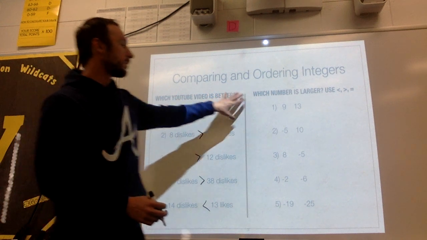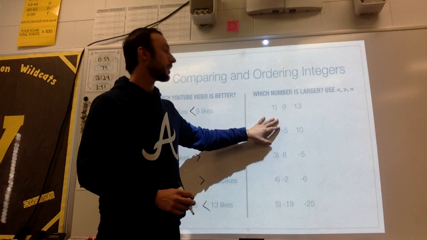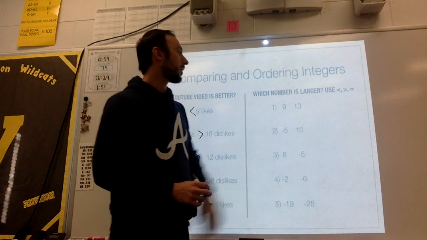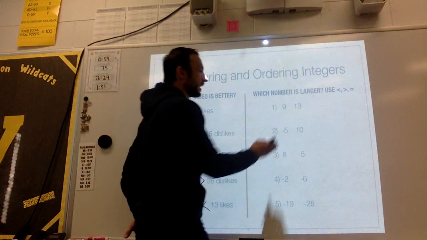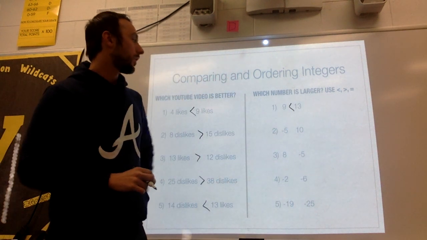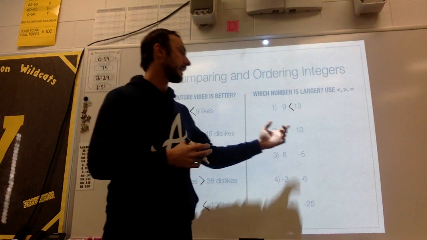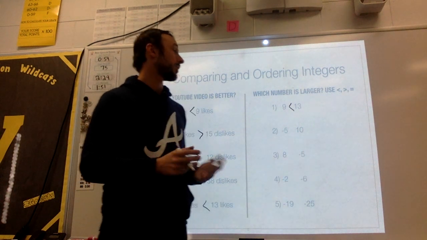So when we move over here, think of YouTube videos as well, and also think of temperature, okay? So if I go over here, I'm comparing 9 and 13. Which number's bigger? Well, 13, that one's pretty easy. What about -5 and 10? Well, think about, would you rather have a video that has 5 dislikes or a video that has 10 likes? 10 likes.